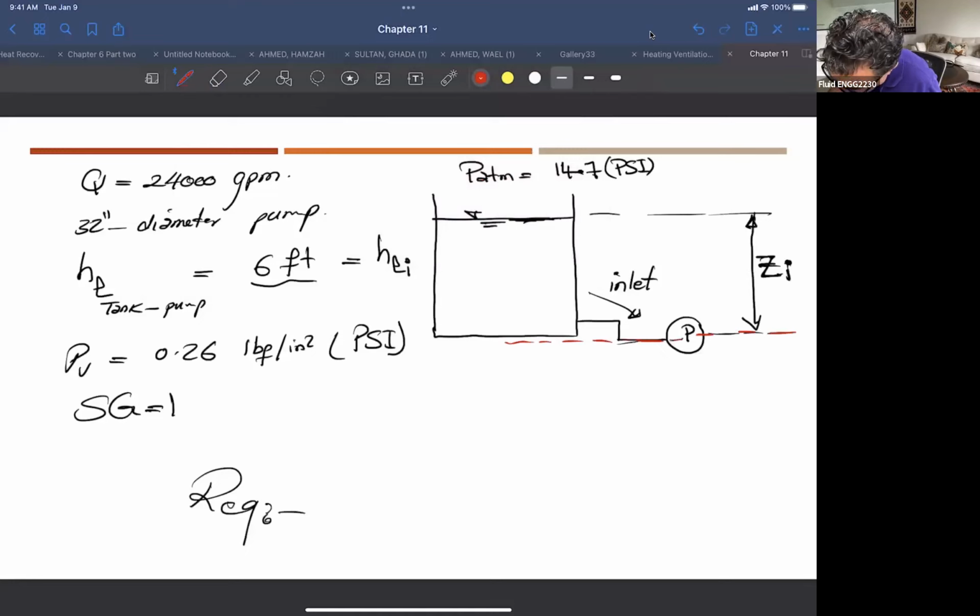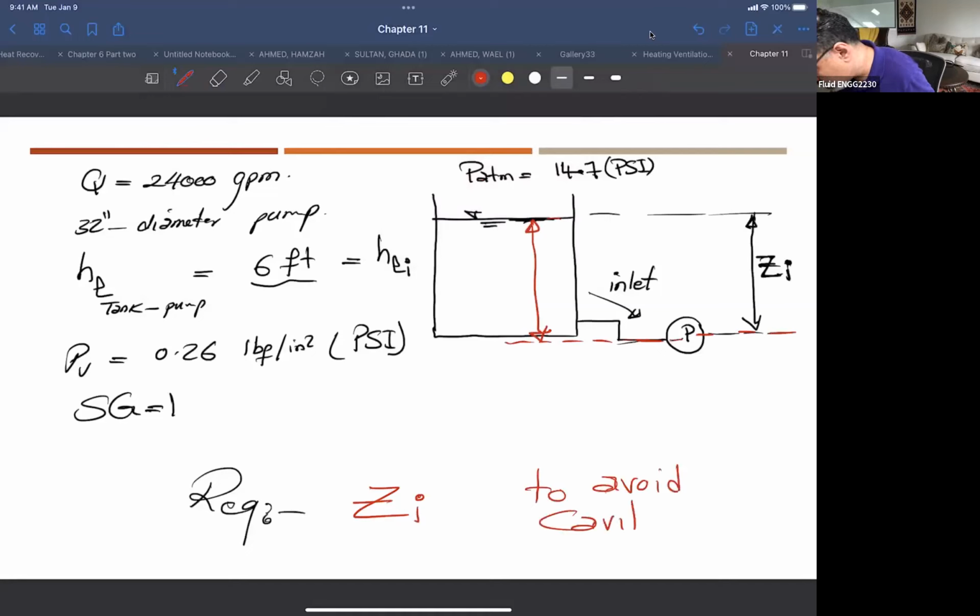So where is the pump located? Far from the surface of this tank, so it requires ZI to avoid... I'm just trying to explain this to you in the problem, but as an engineer, you should know that the pump location always depends on avoiding a problem in the system, right?